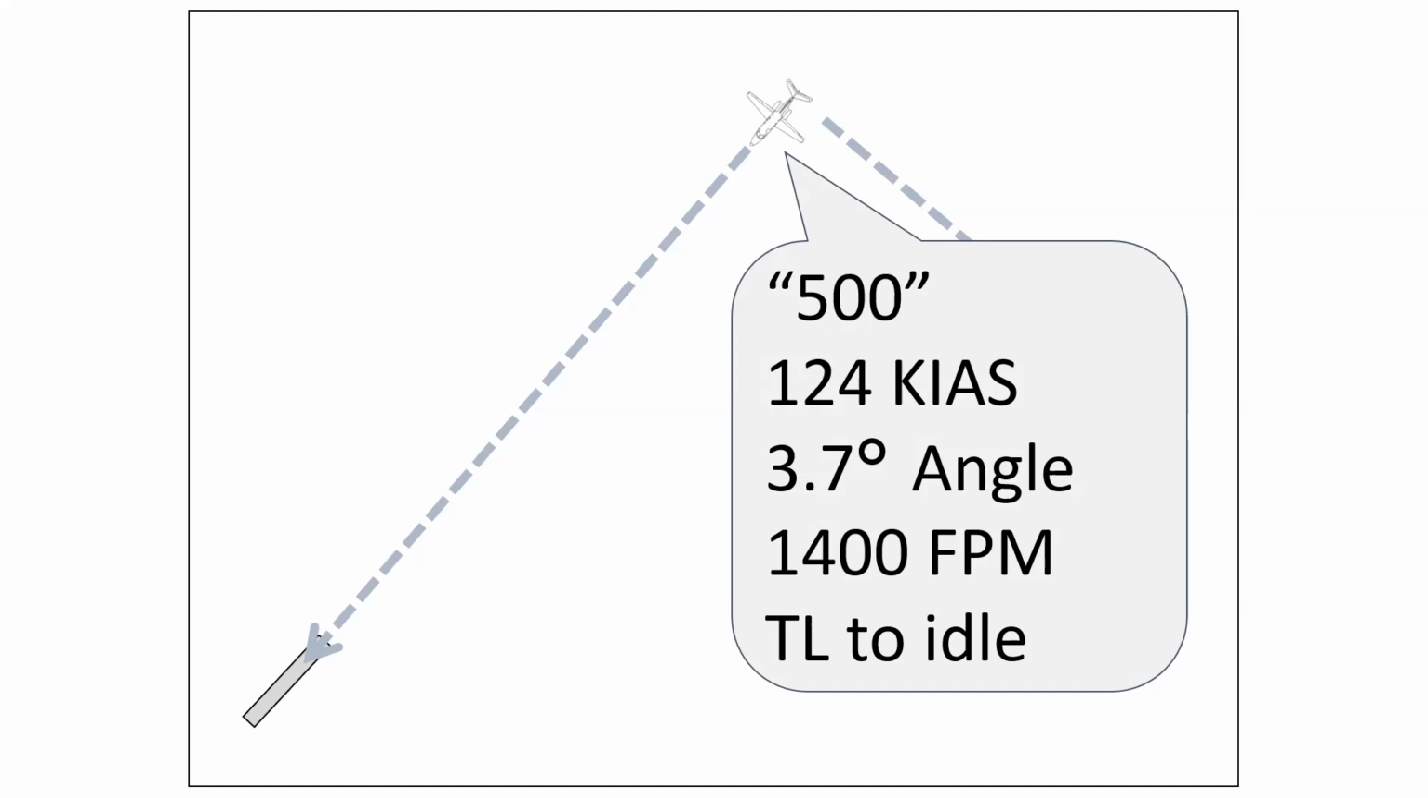Stabilized approach calls for thrust at a normal setting. Having the thrust levers at idle would certainly be indication that the approach was unstabilized as well. So a lot of warnings here at 500 feet. The energy state of the aircraft was clearly too high.